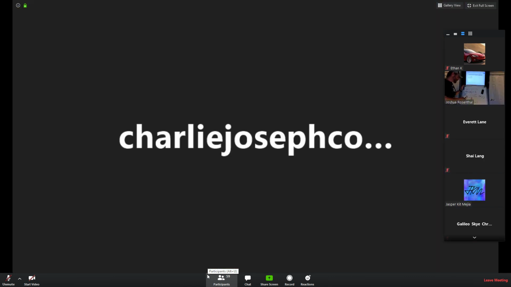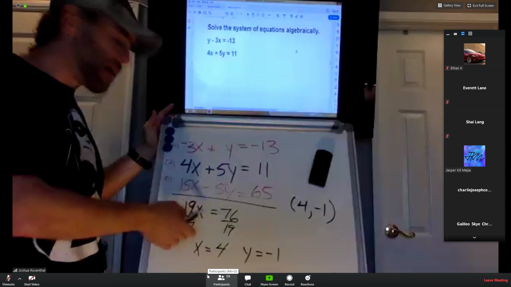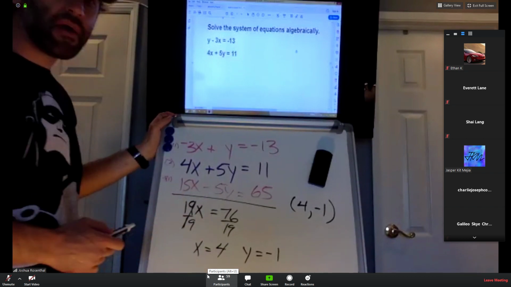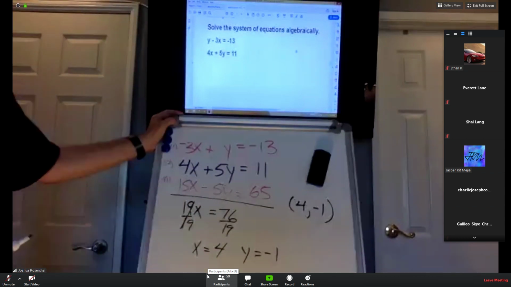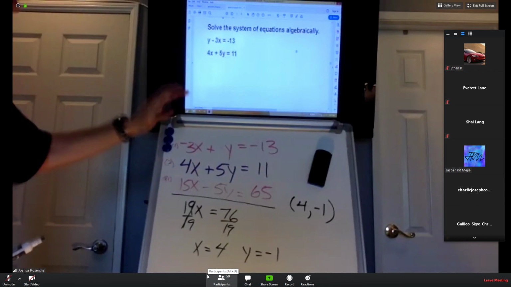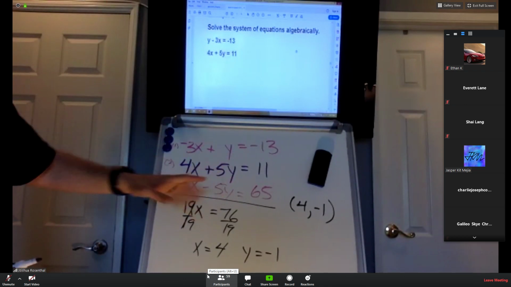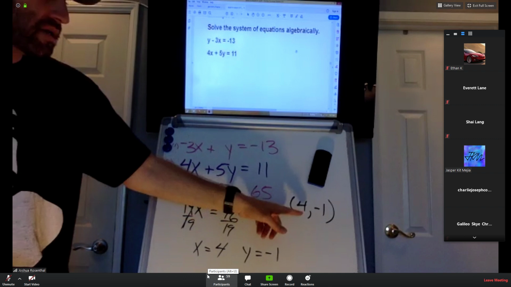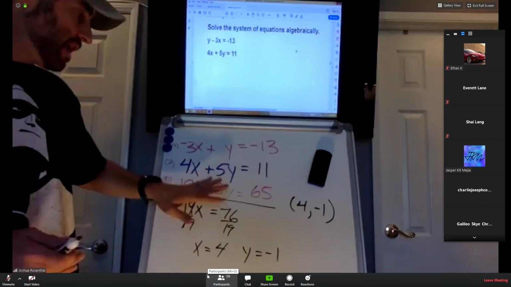I got 19x equals 76. There's no more y in my equation. I can just solve for x. I can focus on just x by doing that. I'm also going to perform substitution on the same one. I'll get the same 4, -1 solution. But any questions about elimination?